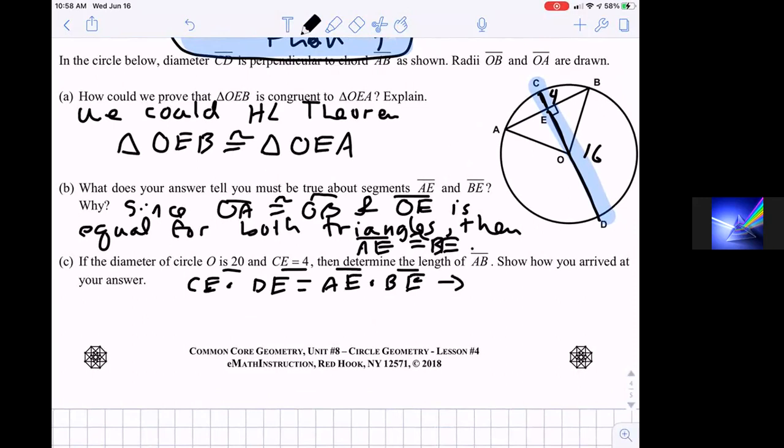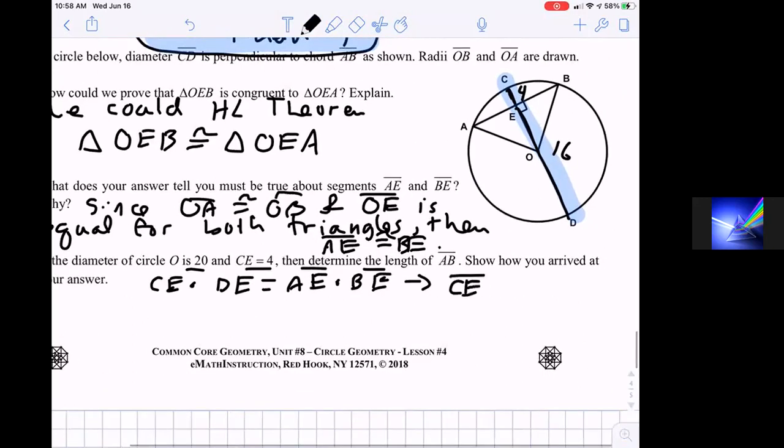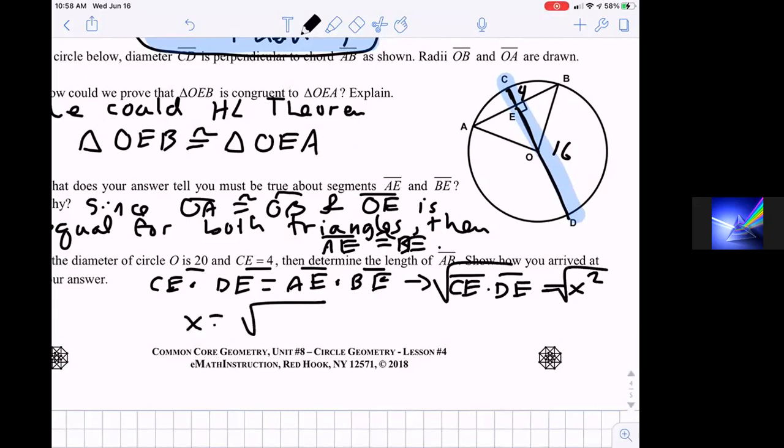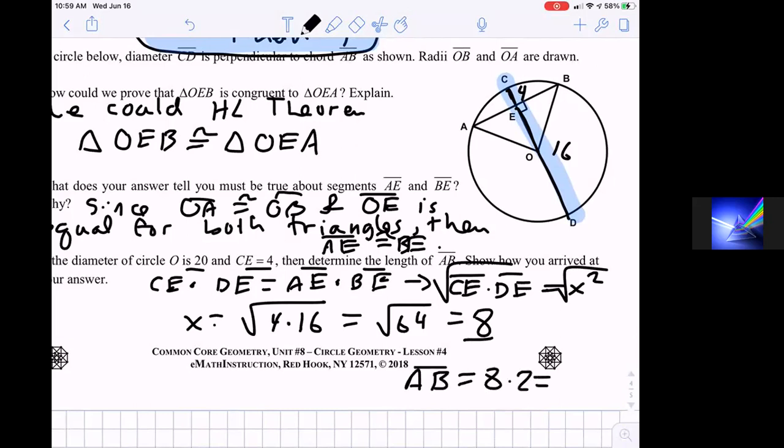So essentially, we'll write this as CE times DE equals x times x, or x squared. Then we'll take the square root of both sides, and x is equal to the square root of CE, which is 4, times DE, which is 16, so the square root of 64. That means x, which is AE and BE, would both equal 8. So segment AB has to be 8 times 2, or 16.